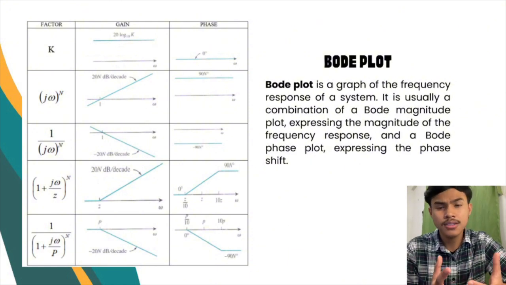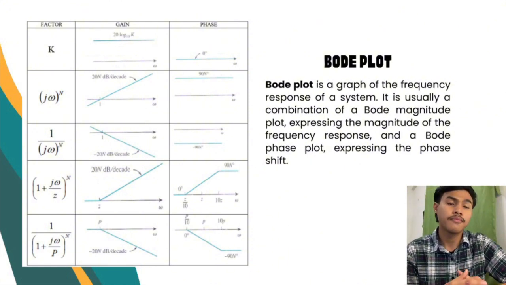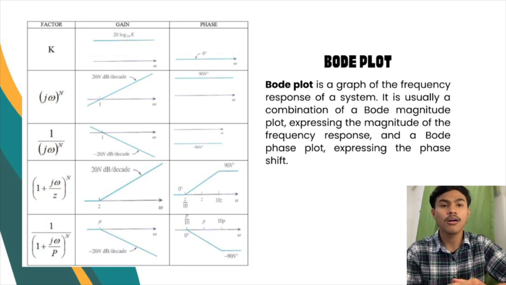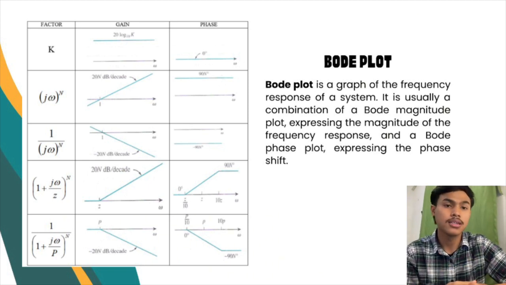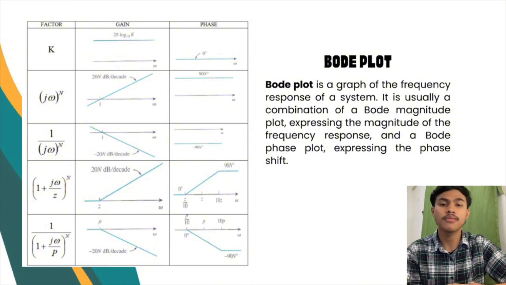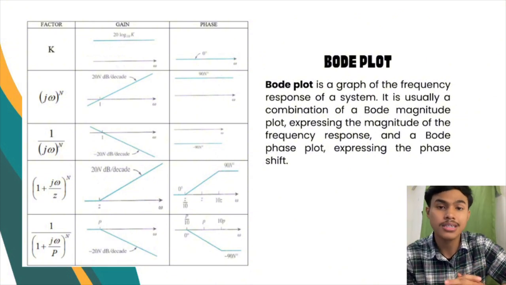So, what is phase in the Bode plot? Phase is the angle of the complex number that represents the transfer function at each frequency. It indicates how the output signal is shifted in time relative to the input signal.